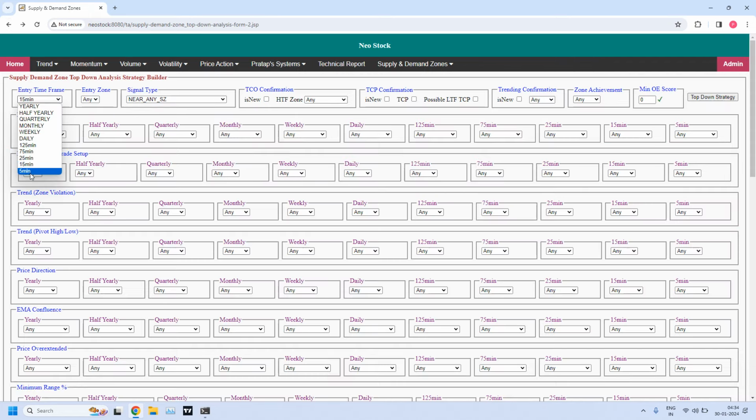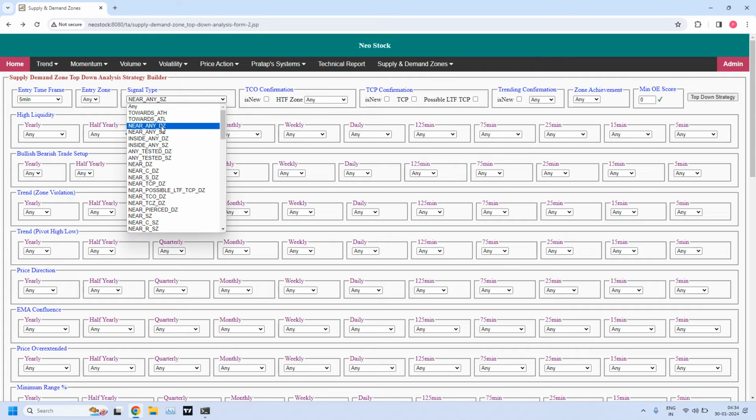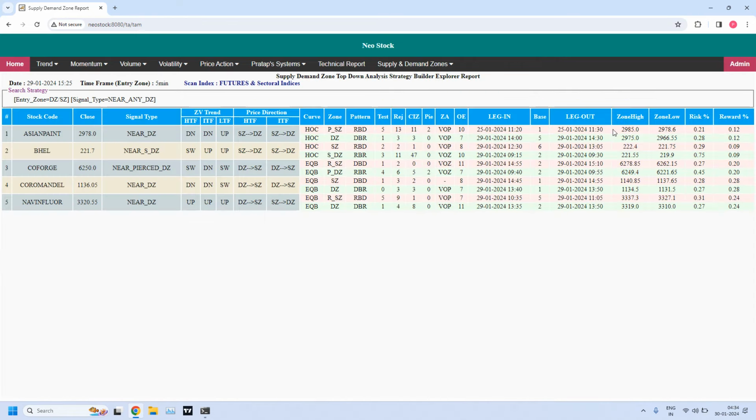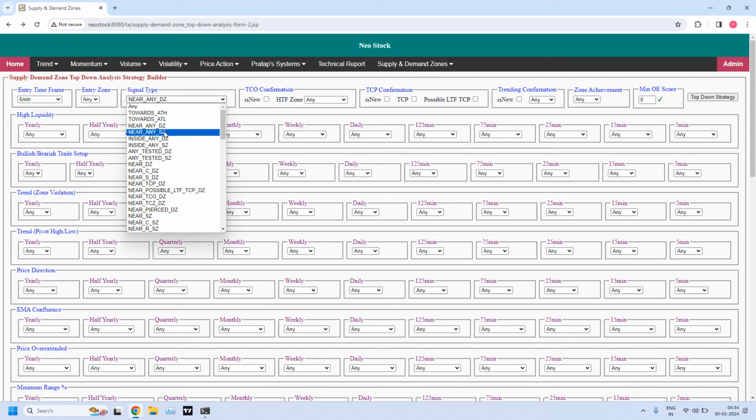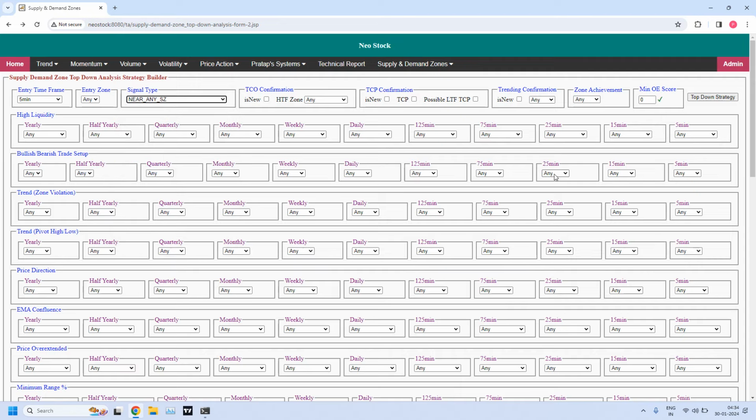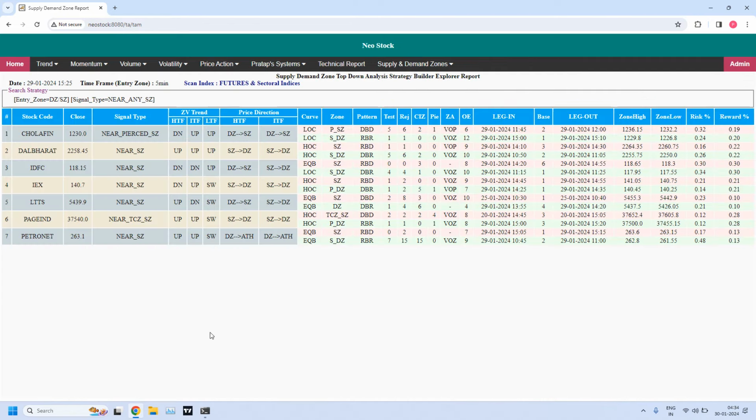Let me change the time frame to 5 minutes. Let us find the stocks near 5 minutes demand zone. And these 5 stocks are filtered. So let me go back. For 5 minutes time frame, let us find the stocks near 5 minutes supply zone. And these 7 stocks are filtered.